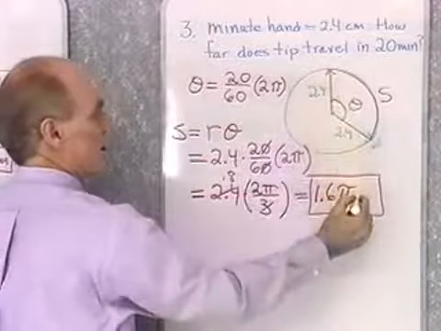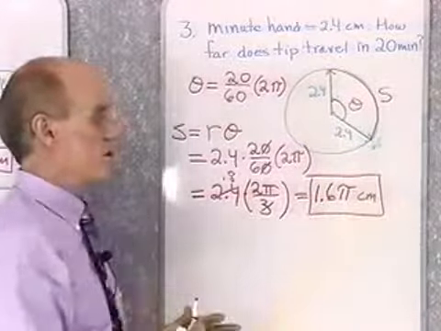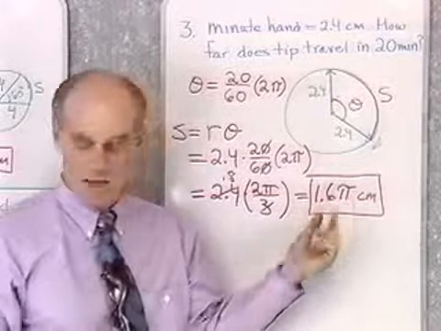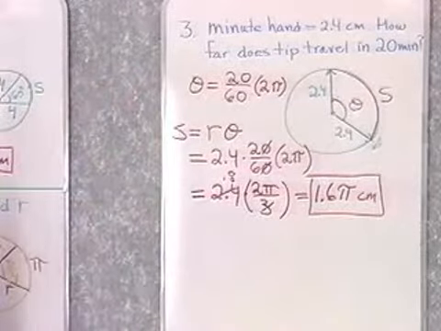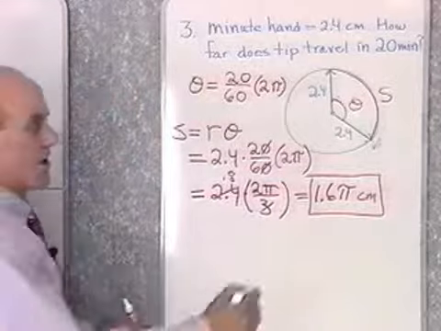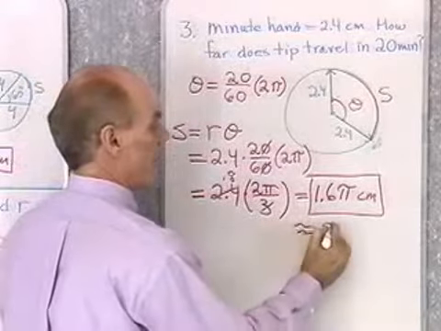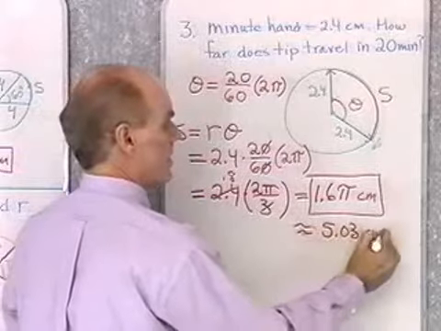and what have I got here? Centimeters. So 1.6 pi centimeters, or if I want to multiply 1.6 times pi, let's see what I have here. That comes out to be 5.03 centimeters. So I should say approximately equal to 5.03 centimeters.